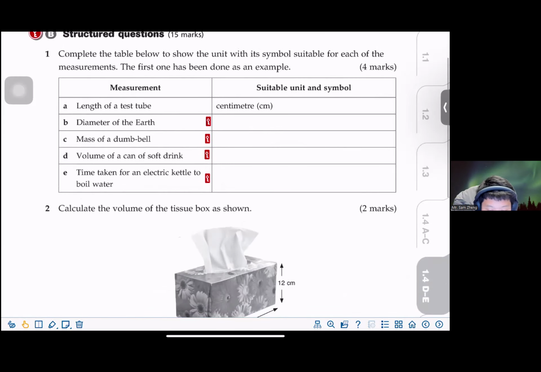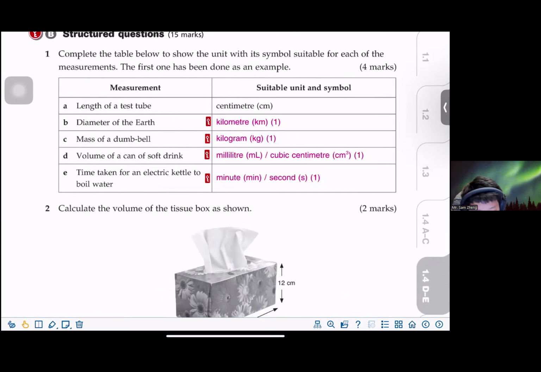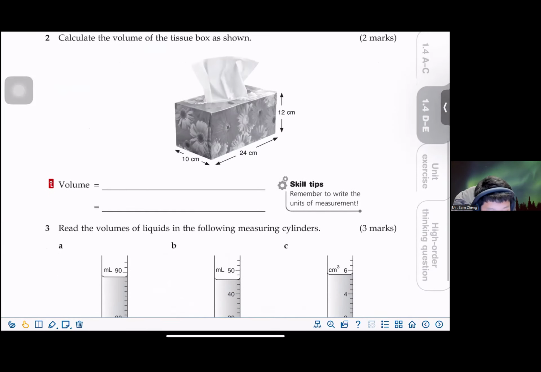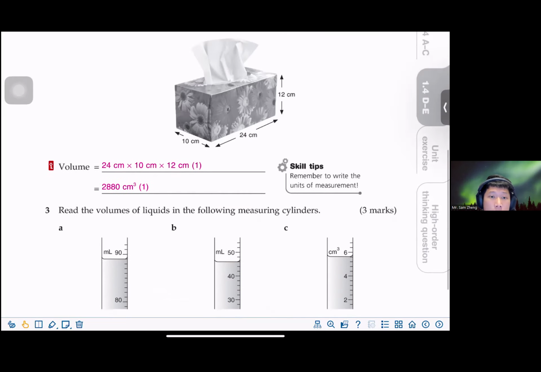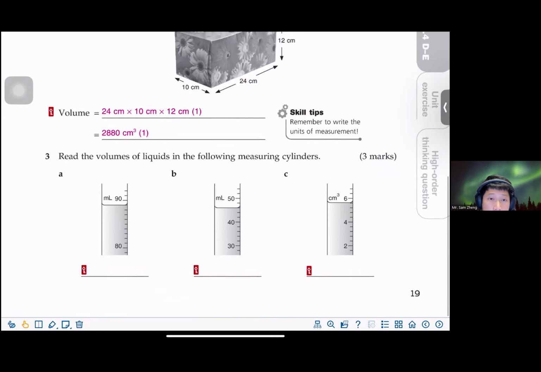Then, for this unit and also symbol, I think it's quite easy, so I don't think it would be a big problem. Next, here it would be the volume for us to calculate the tissue box. It's something that we have already gone through, or you have already learned in mathematics. So just let me know in case you are not understanding why it would be calculated in this way.